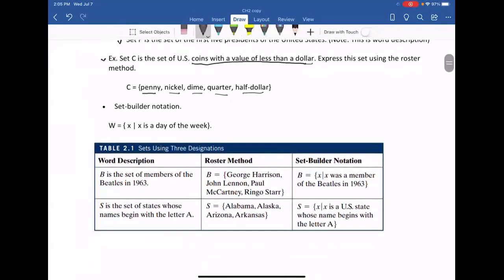Next one is set builder notation. This is the third way to express a set. In this notation, W is the set, and the equal sign we can read as: the set W is all the elements x such that x is a day of the week. We can also use this way to represent a set.